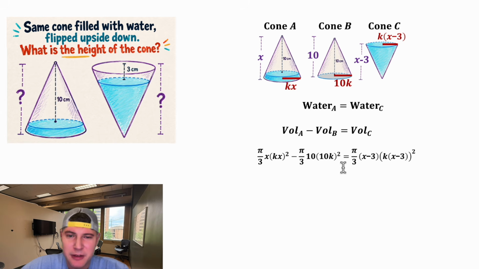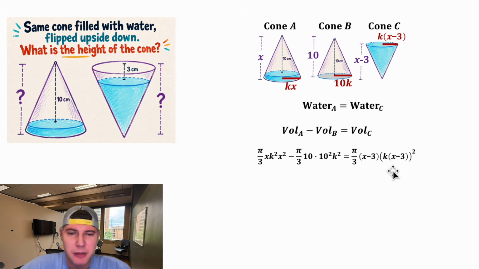Now from here, we can clean up each of these radius squareds. The squared can go to each of these terms. For the first one, the quantity kx squared, the squared can go to both the k and the x. So this will change into k squared x squared. And same thing here, this will change into 10 squared k squared.